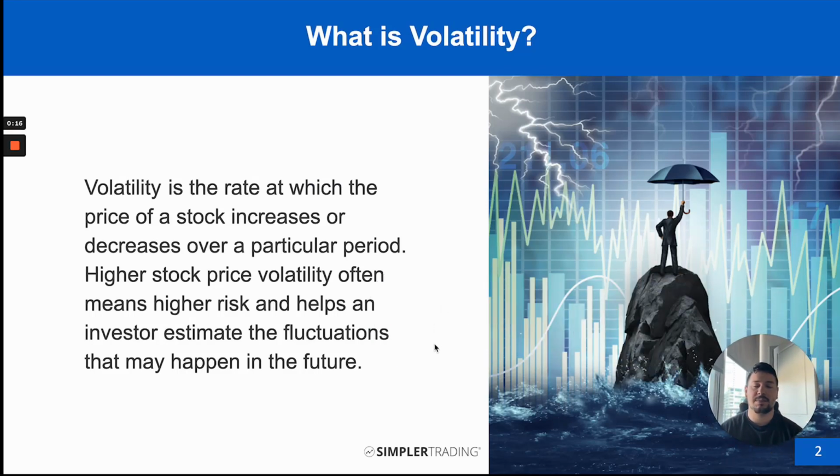The first question that needs to be answered is, what is volatility? Volatility is the rate at which the price of a stock increases or decreases over a particular period of time. Higher stock price volatility often means higher risk and helps an investor estimate the fluctuations that may happen in the future. Oftentimes, when volatility is low, that will help the market trend in an upward direction. And when volatility is rising and going to extremes, that will help the market trend in a downward direction.